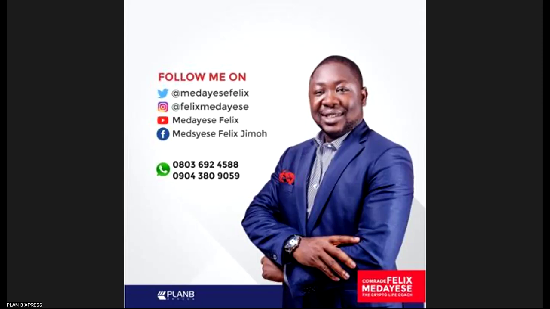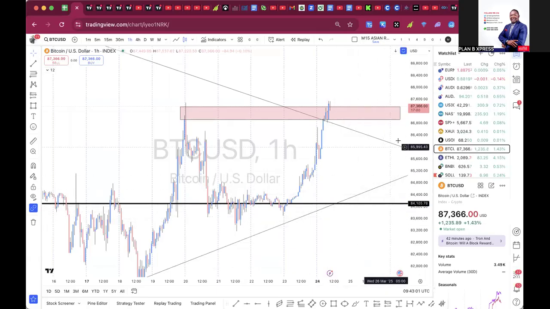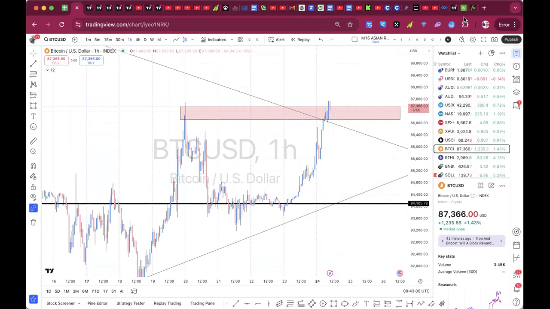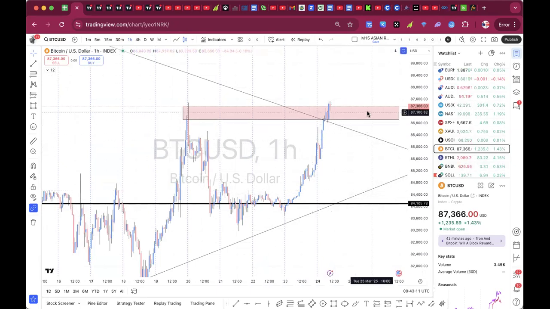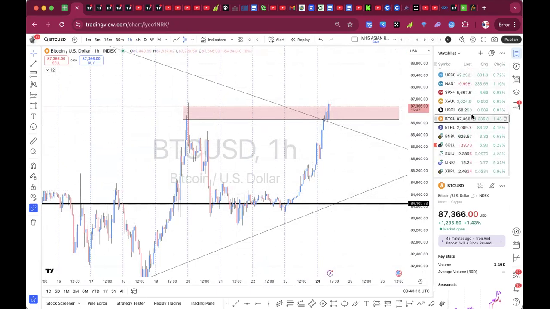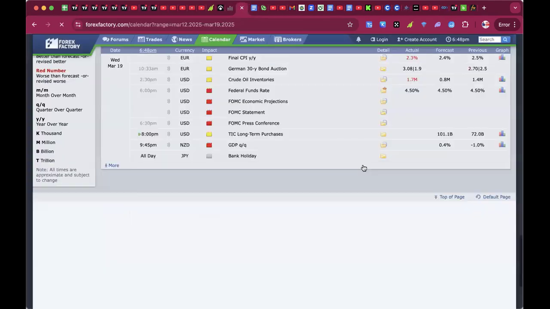Let's look at the summary. Let's quickly look at the summary of trading, either forex, crypto, or synthetics. But let's look at the summary of your trading activity. So in forex trading summary, first, you wake up in the day, you look at the fundamentals.